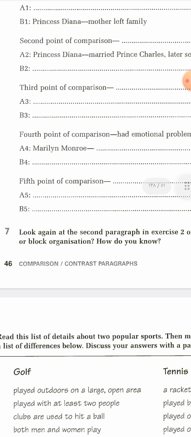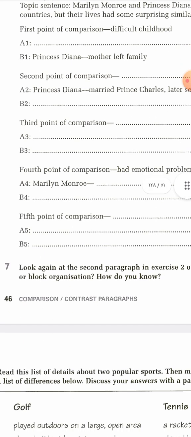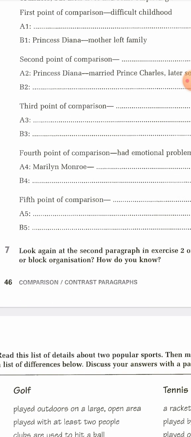You mention comparison and then difference, contrast. If you are given the comparison, then you mention the contrast. If you are not given both of them, you mention the comparison and then the contrast. For example, in number 1, you are given the contrast, then the comparison is left. In the second point of comparison, you are given topic A, and then you write topic B. And so the third point of comparison, you need to mention A3 and B3.